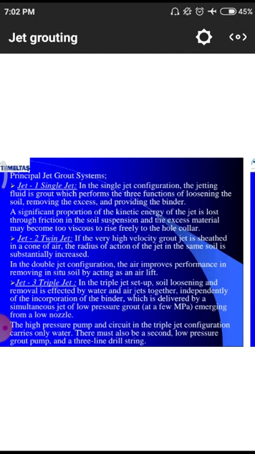In the case of twin jets, very high velocity grout jets are shrouded in a concentration of air. The radius of action of the jet in the same soil is substantially increased. In the double configuration, the air improves the performance in removing in situ soil by acting as an airlift. In a triple jet the same phenomenon occurs, but in the case of high pressure pumps, the circuit of a triple jet configuration carries only water. There must also be a second low pressure grout pump and a three-line drill string.